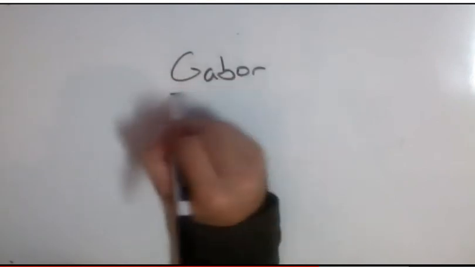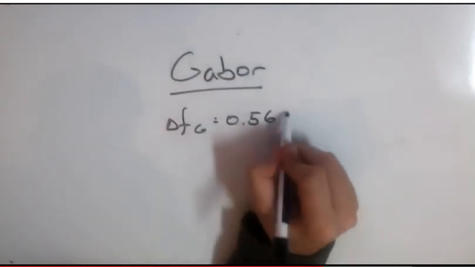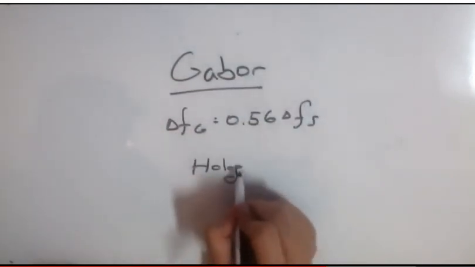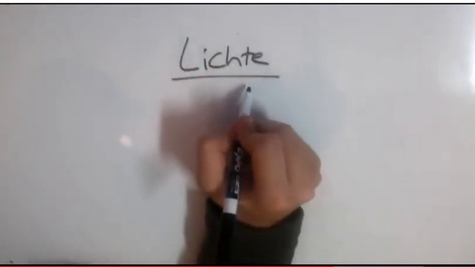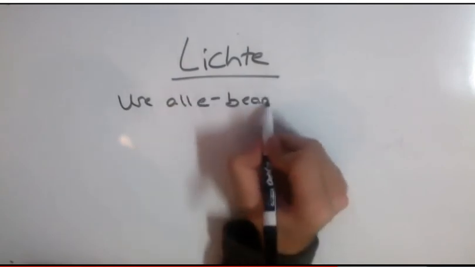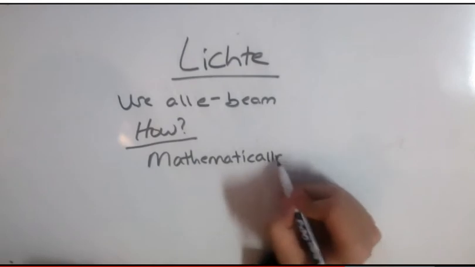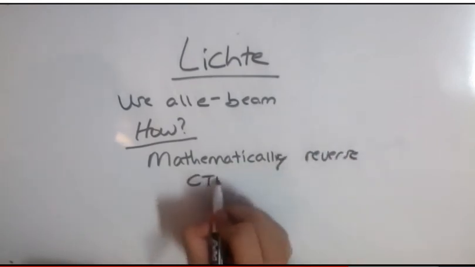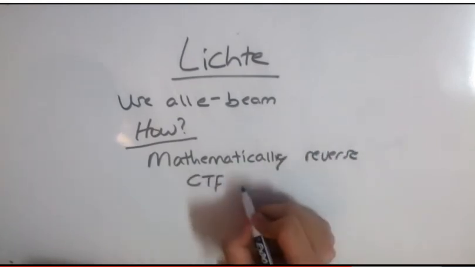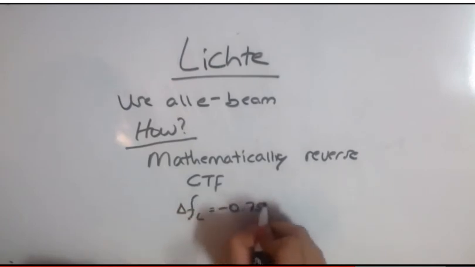The next type of defocus, the Gabor defocus, is used in electron holography and will not be discussed here. Licht defocus is the solution to the data loss problem of Scherzer defocus. It uses the entire electron beam. The way it does this is by mathematically reversing the contrast transfer function. Doing that, you get the following expression.